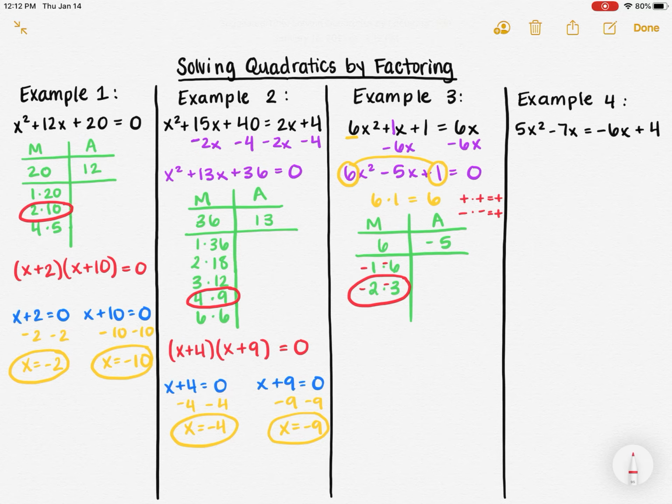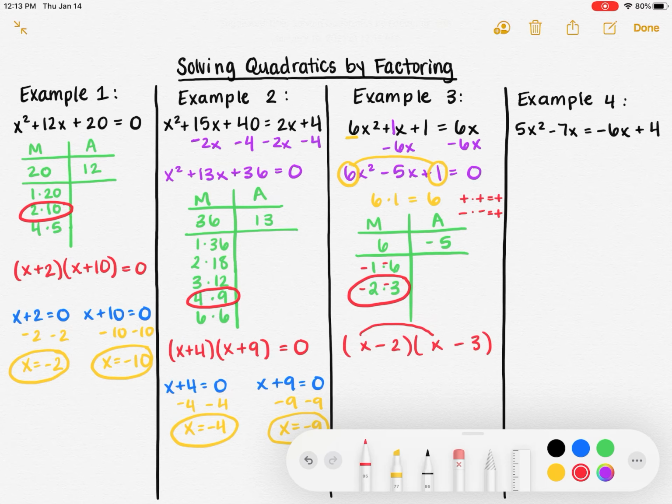Now, don't forget we have that 6 in front. So this is going to also alter our next step a little bit. Normally, we would just write x minus 2 and x minus 3. But then if I were to multiply everything out, I'd be getting x squared minus 5x, but I wouldn't get the 6 in front. So if I just write x minus 2, x minus 3, if you were to do your foiling or your double distributing, the x and the x would multiply to x squared, but we need it to multiply to 6x squared. That's what I'm trying to say.